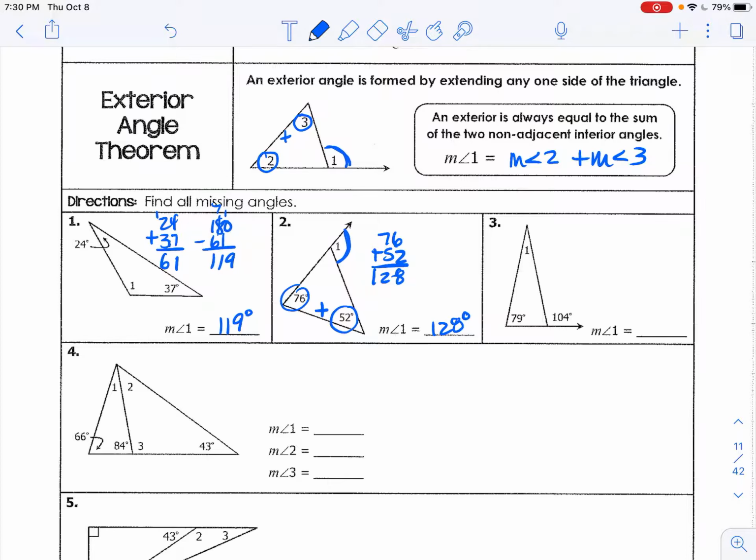In problem number 3, 104 is equal to angle 1 plus 79. So if I subtract 79 from 104, let's see, that's going to be 25 degrees.